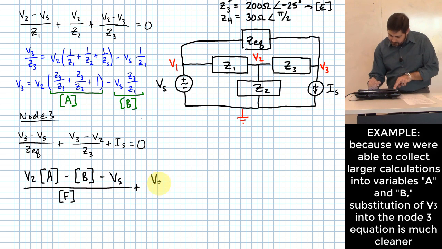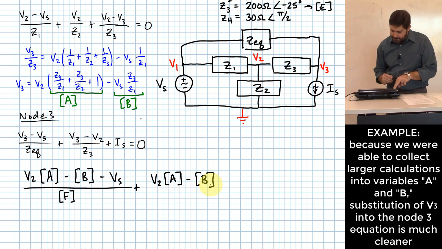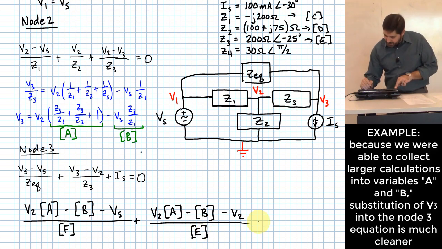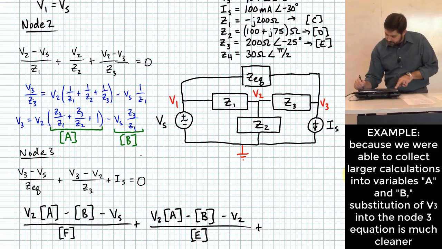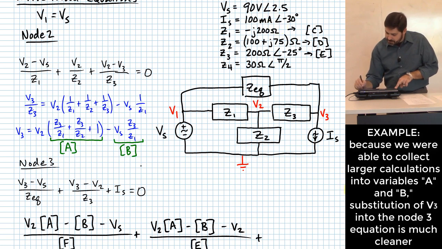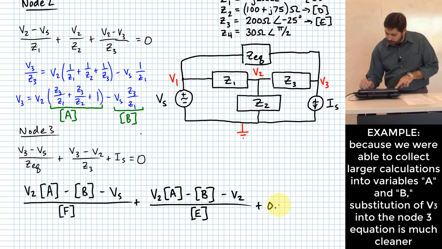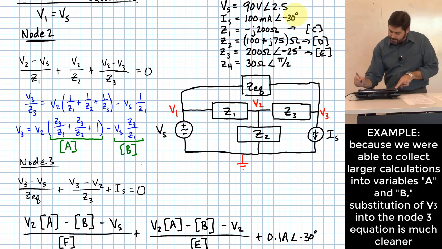V3 again is just V2 times A minus B. Okay. Then I'll have minus V2, all of this over Z3. Z3 I have stored in E. Plus IS. What's IS? I don't have that stored anywhere yet. So let me just express that since it's 100 milliamps angle of negative 30. That's the same as saying 0.1 amps angle of minus 30 degrees, right, from up here.